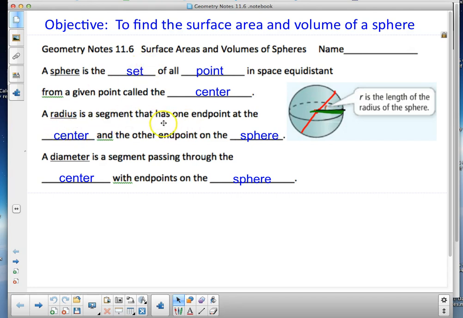A radius is a segment that has one endpoint at the center and the other endpoint at the sphere. A diameter is a segment passing through the center with endpoints on the sphere. So keep in mind the radius is the green here, and the diameter is the red, going from point to point all the way across. And it's a diameter when it goes through the center.